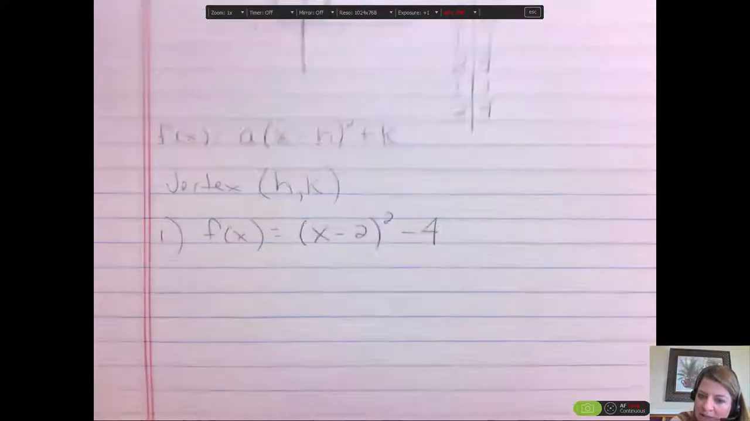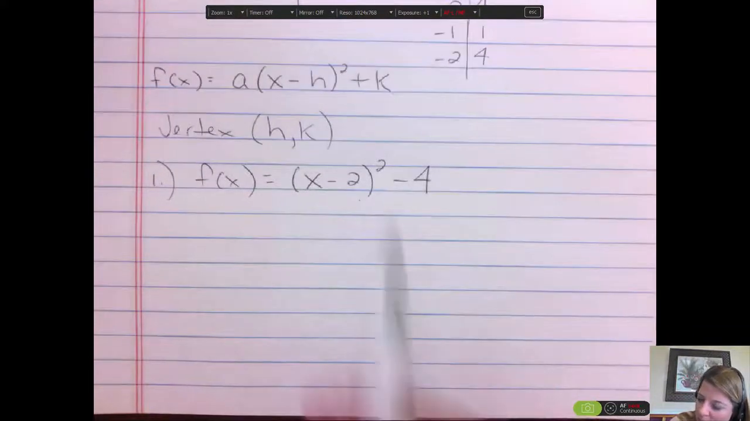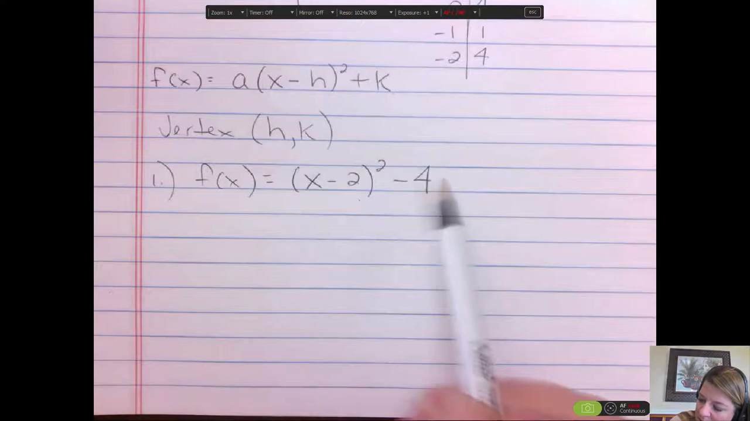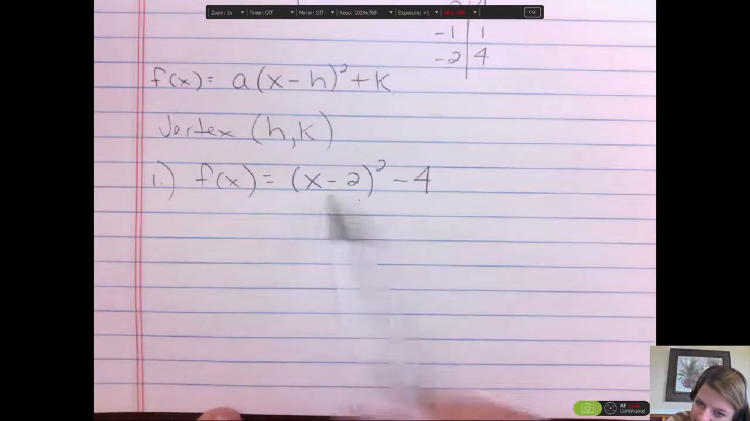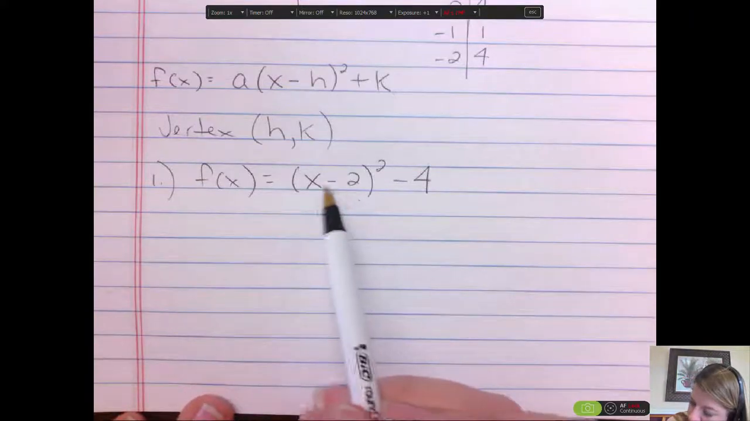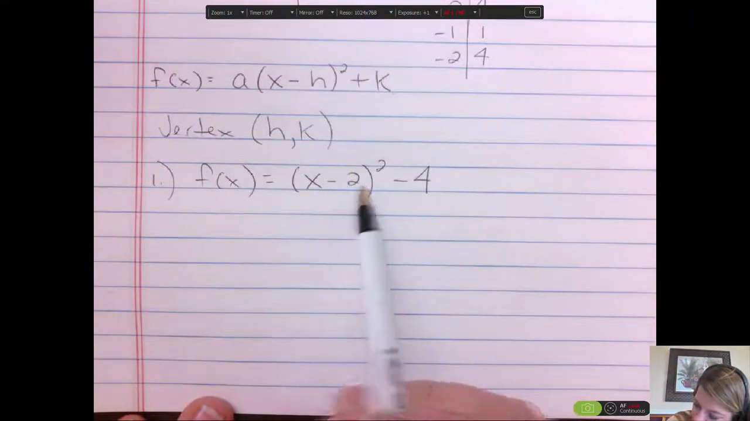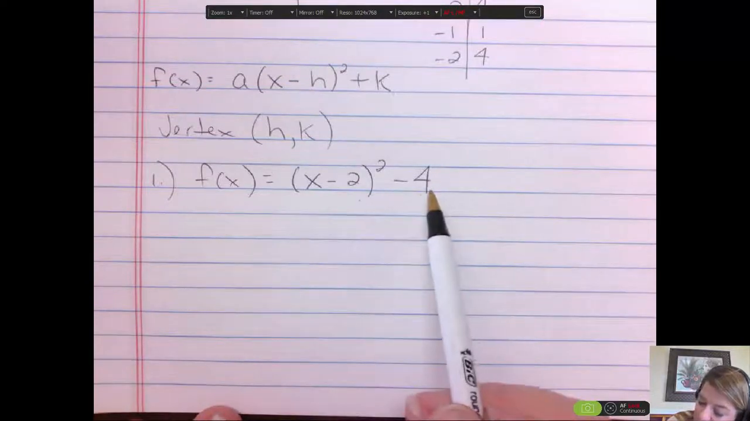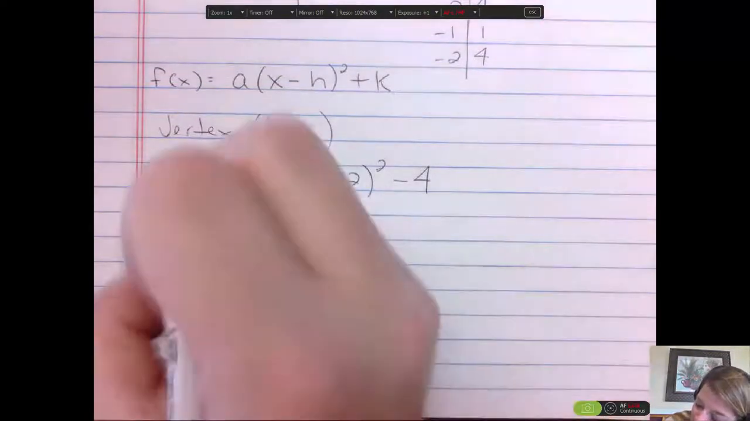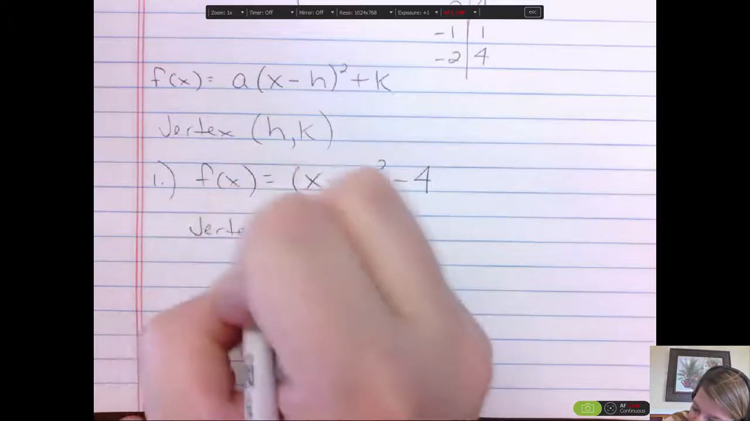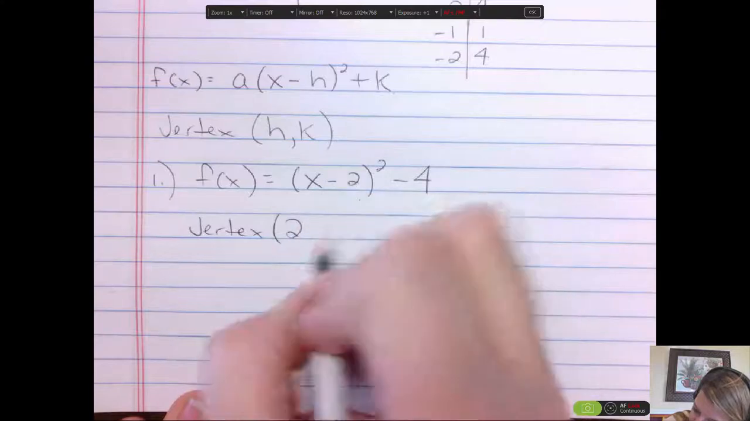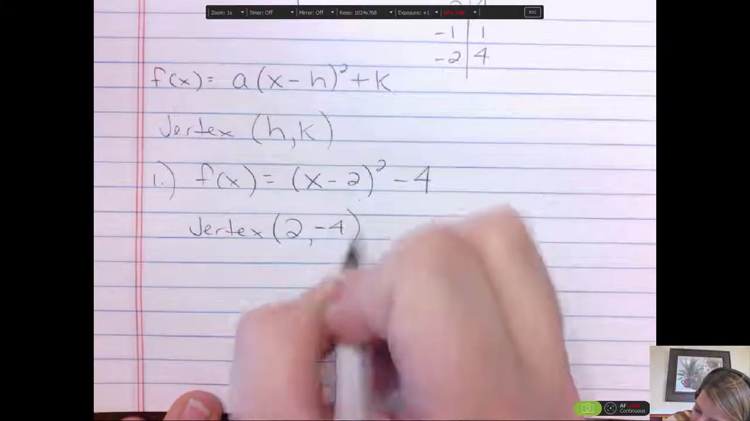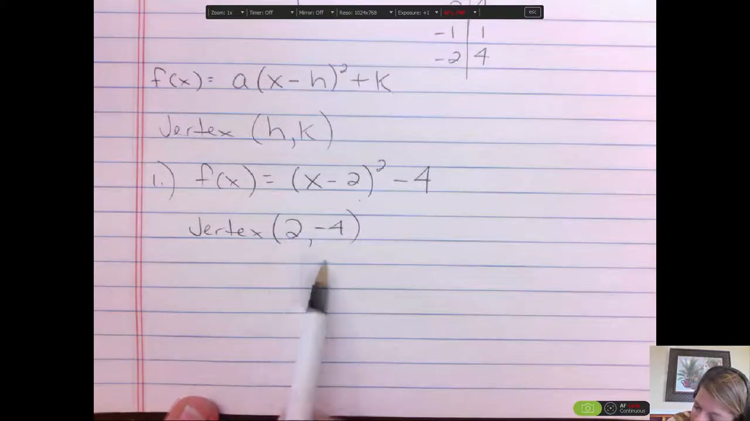Okay, so when we look at this, what have we done to our parent graph? Well, we've added in the -2 here and the -4. And so if we can see the vertex, we always want to write that down first. What that has done is that's moved it 2 to the right, and then this one's moved it down 4. So the first thing I want to notice is the vertex. And the vertex is going to be +2 because it's a negative in there, and then -4. So whatever's here, opposite sign here is your vertex.